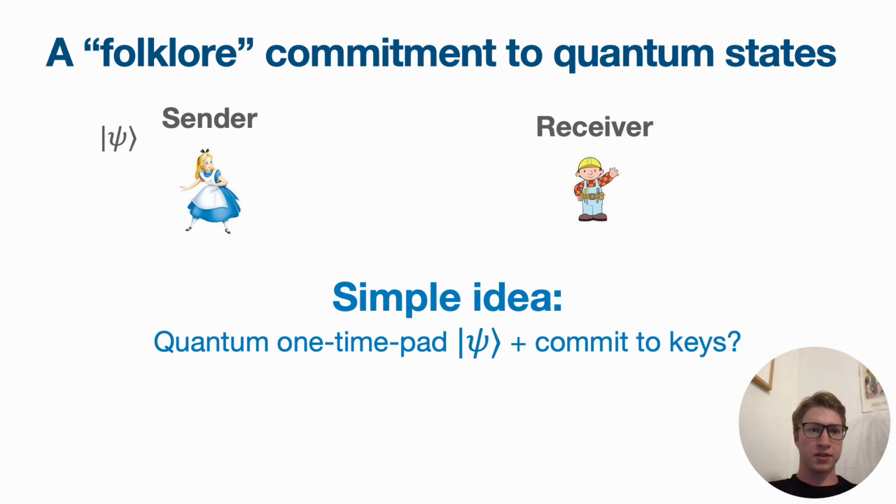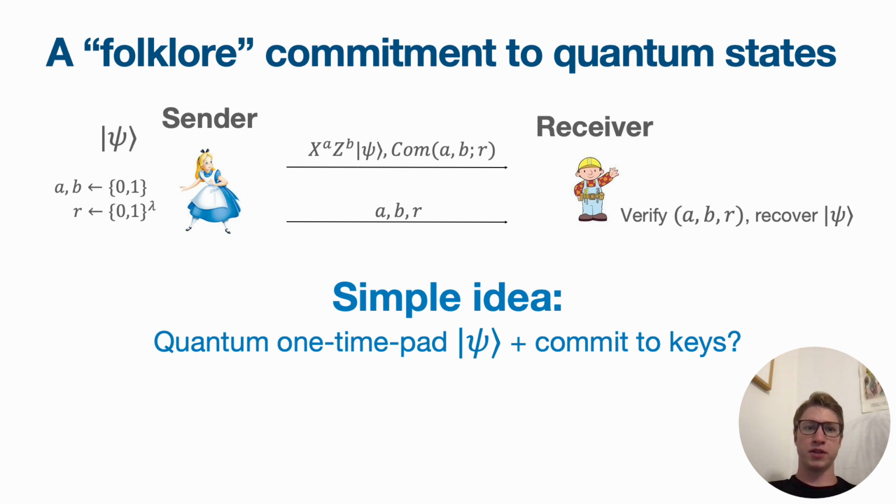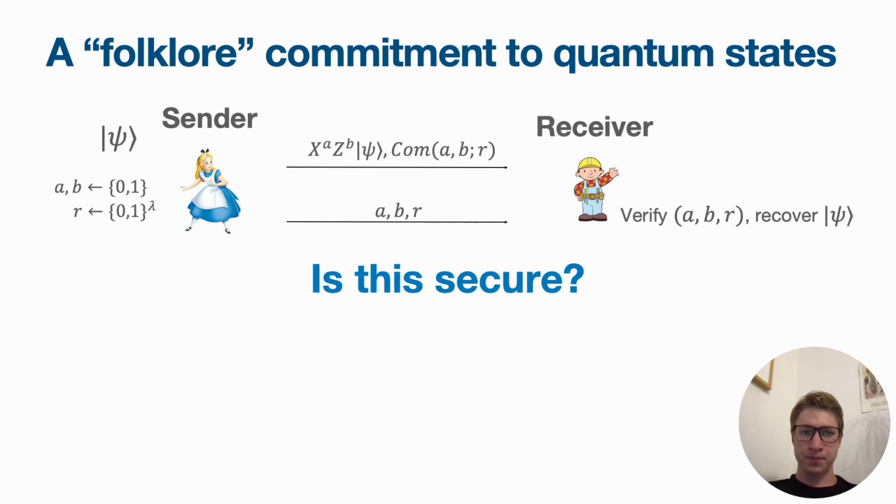So say that the sender wants to commit to a single qubit state psi. Now she's going to sample bits A and B and a random string R, and then she'll quantum one-time pad the single qubit state with the bits A and B, and then send that state along with the commitment to the bits A and B. Okay, now later to open, she can send A, B, and R. Now the receiver can just classically verify that A, B, and R are a valid opening for the commitment they received earlier, and then if so, they can go and recover psi using A and B.